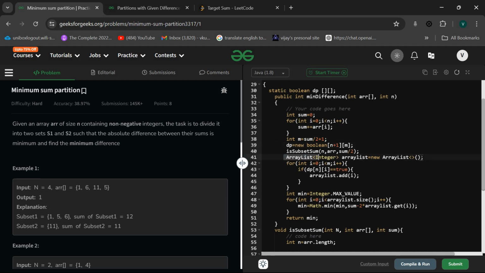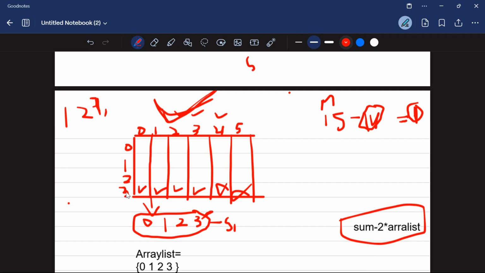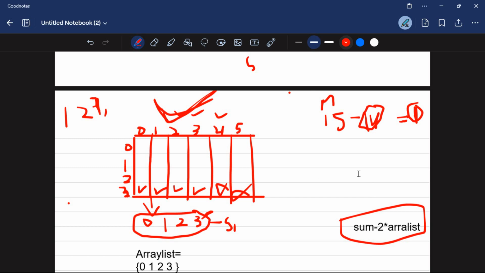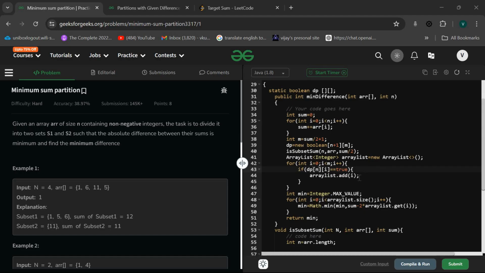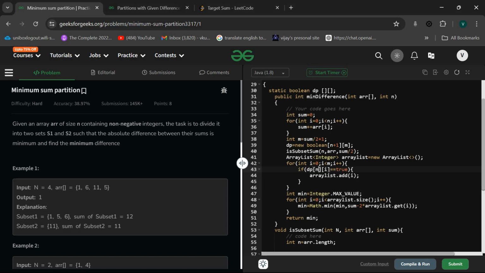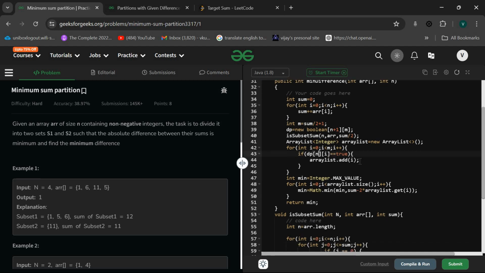After that I make an array list in Java. You can consider a vector in C++. Here I will take only the last row, this last row, which is 3. For the last row, if an entry is true, we will consider that element, meaning we use that element. This is a loop from 0 to m. And that's it. So I will put it into the array list.